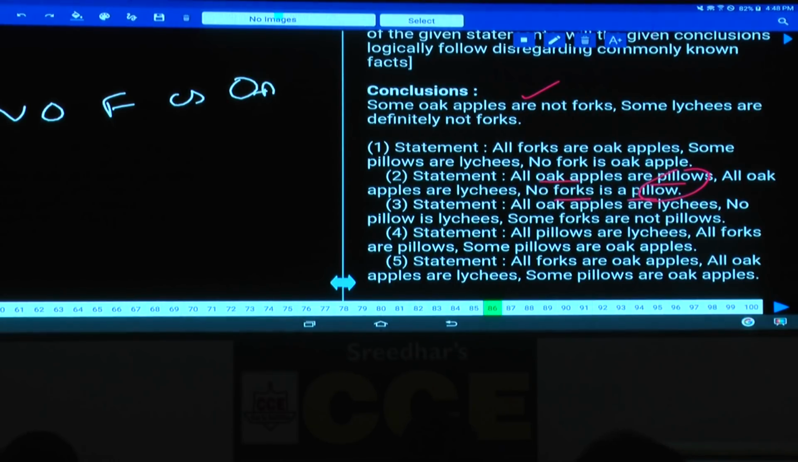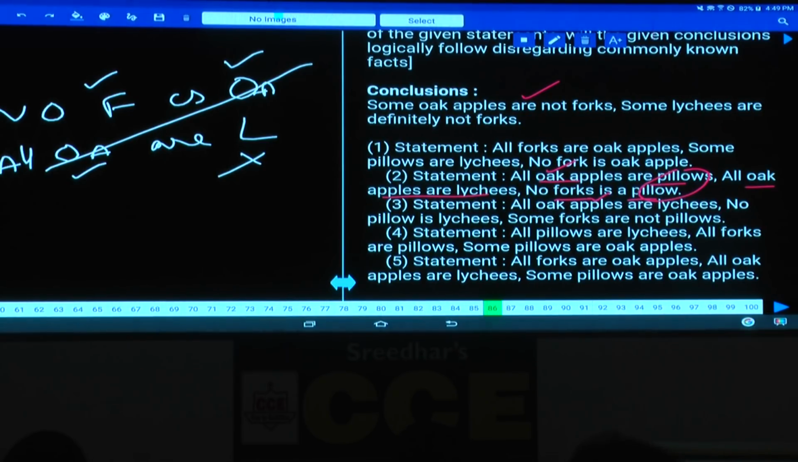Now with the help of this statement and this one, no fork is oak apple. And what is the other statement here? All oak apples are lychees. Now what is the middle term here? Distributed. And this is distributed, this is cross. Middle term distributed. Now the conclusion must be in between these two. What is the conclusion here?